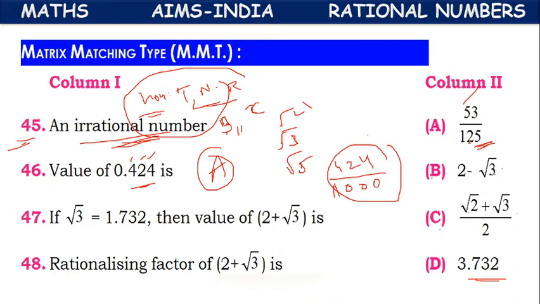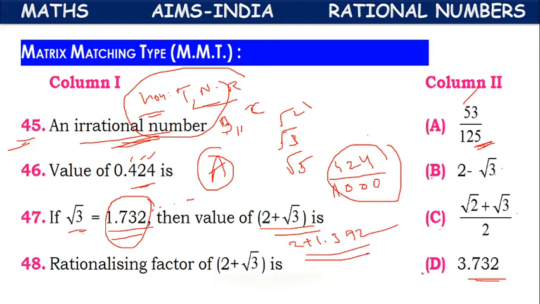Next, 47. If root 3 is 1.732. Actually this is not the correct value, it's a non-terminating, non-repeating decimal, but they have taken it as 1.732. Then what is the value of 2 plus root 3? Means 2 plus 1.732 means 3.732. So D option is the correct answer.